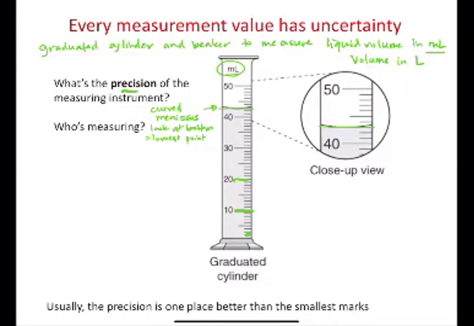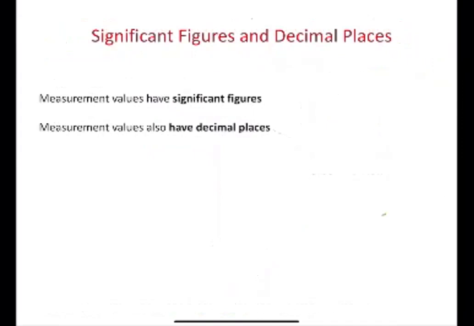Typically, the precision of a measuring instrument is found by looking at the smallest marks on the instrument and going one place better than those smallest marks. For instance, on this graduated cylinder, you have the marks that represent the tens, but these small marks, these little guys here, represent the ones place. You could count up: this is 11, 12, 13, 14, 15, 16, and so on. So one place better than the ones place is going to be the tenths place.